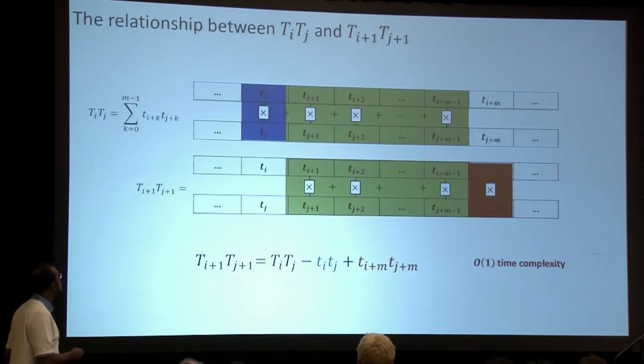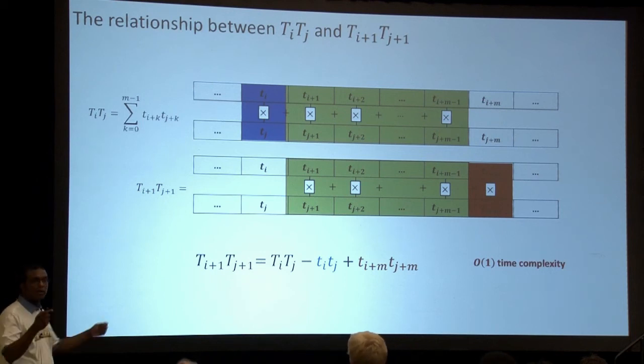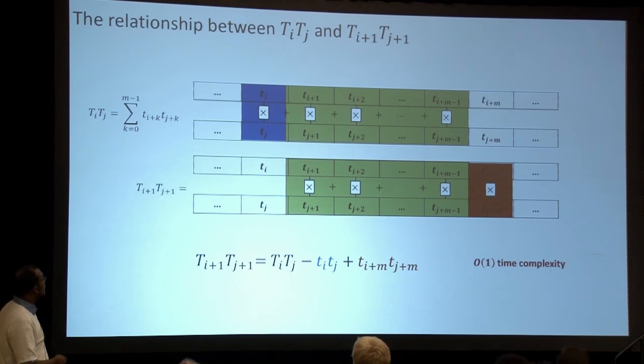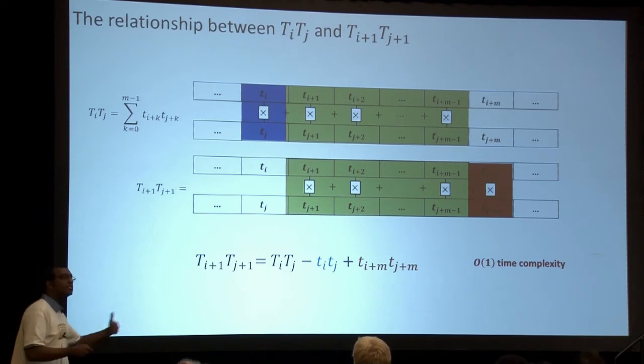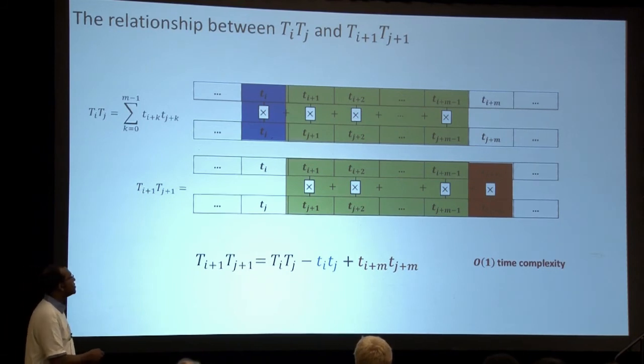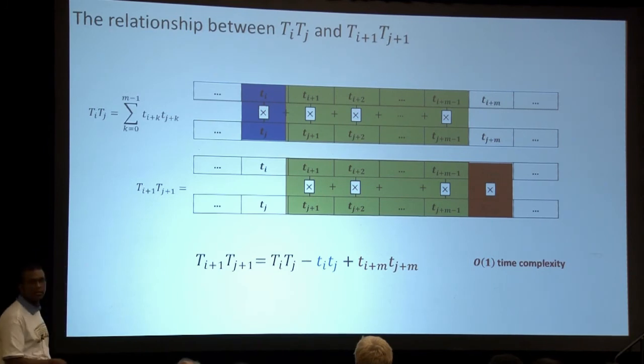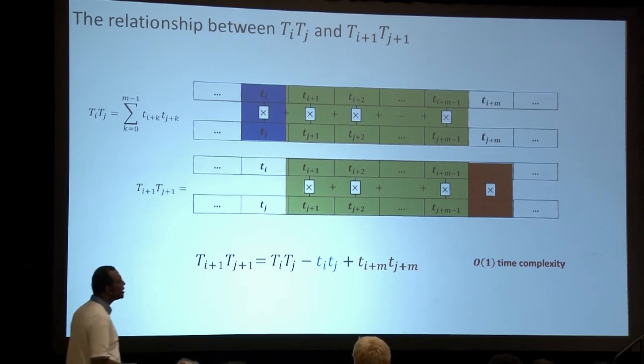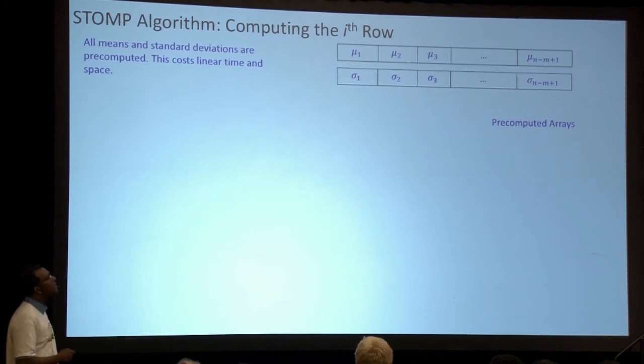And the answer is very, very simple. Yes, if we have the dot product between the ith and jth subsequences, we can use it to calculate the dot product between the i plus 1 and j plus 1 subsequences, right? Because it is simply the subtraction of the left entry and the addition of the right entry. It's a single constant operation. And we can use that to create STOMP.